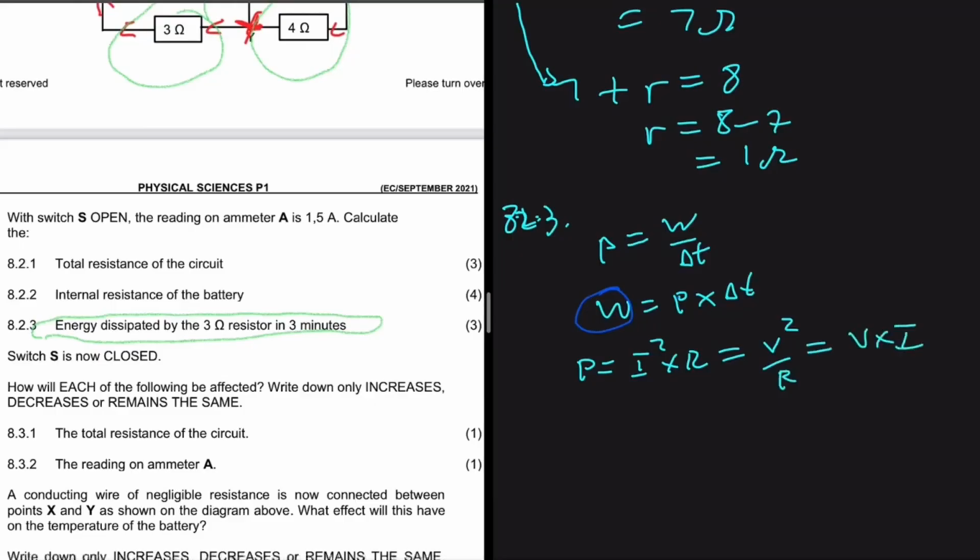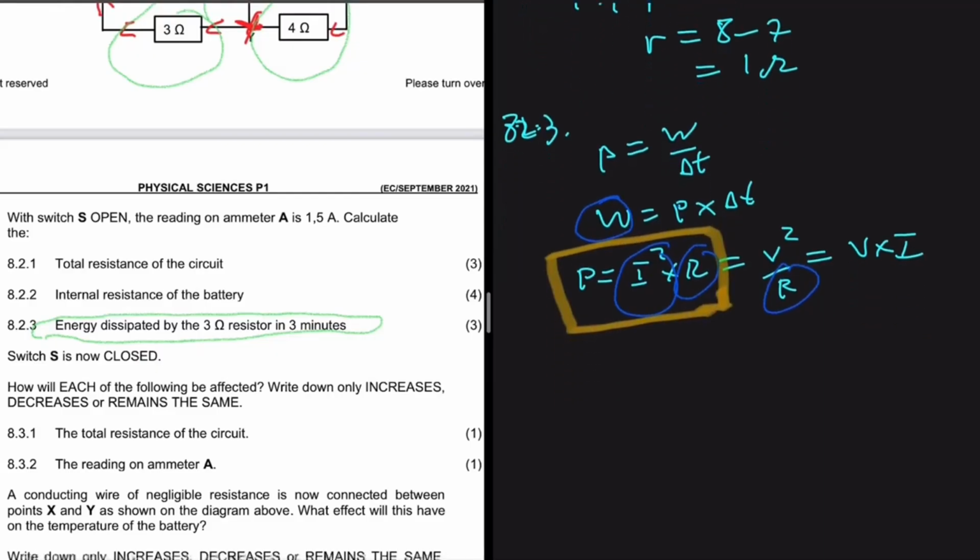So depending on the variables you have, you use one of these equations to find the power. Clearly, for the 3 ohm resistor, we have the resistance, which is 3 ohm, and we have the current. From the current we can calculate the voltage and then use the other equations, but there's no need. So we're going to use this equation here because we have the variables that allow us to do so.